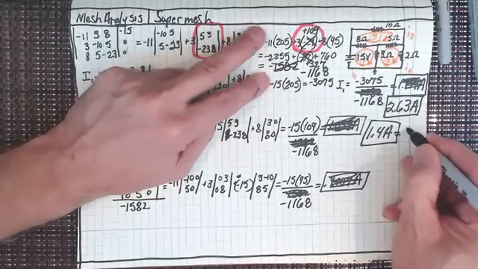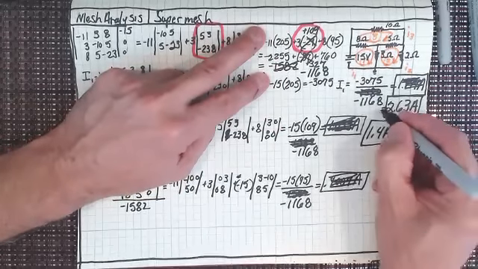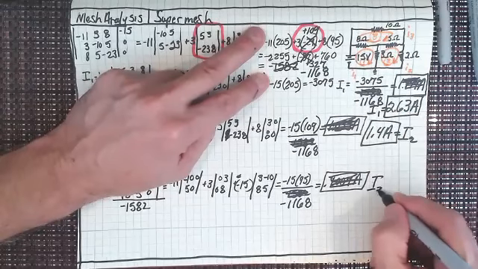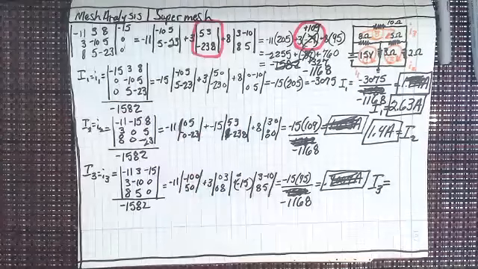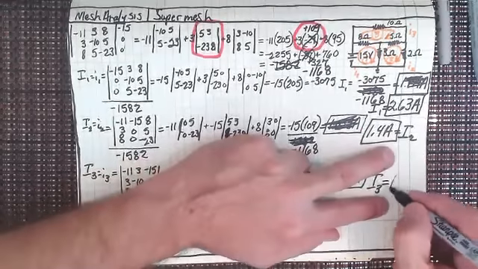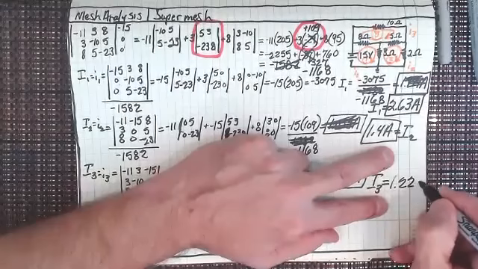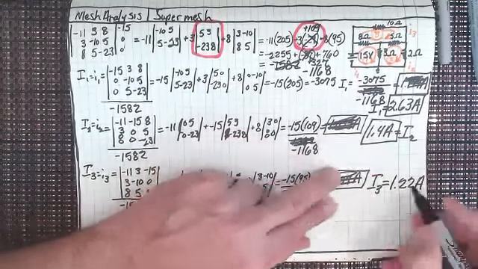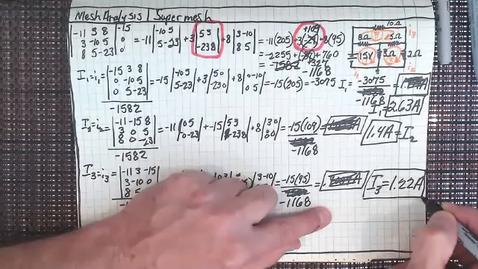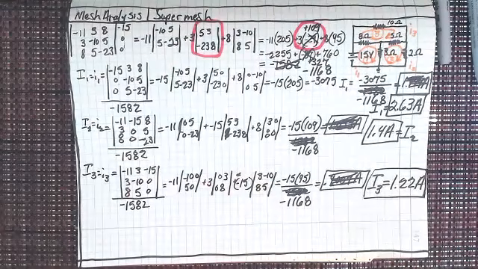Okay, for I2, for I1, and then I3 is going to be 15 times 95 divided by 1168, and that should come to 1.22 amps. All right, there you go. We've done the mesh analysis for the entire thing.